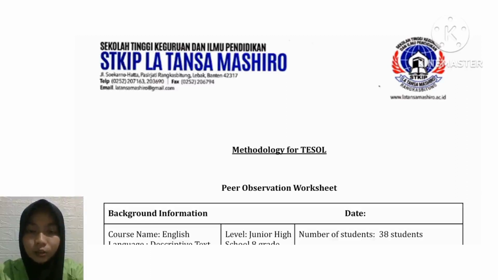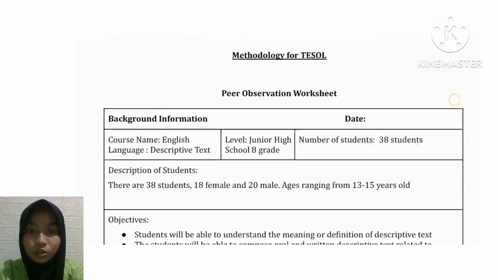Level, junior high school, 8th grade. Number of students, 38 students. Description of students. There are 38 students, 18 female and 20 male, age ranging from 13 until 15 years old.